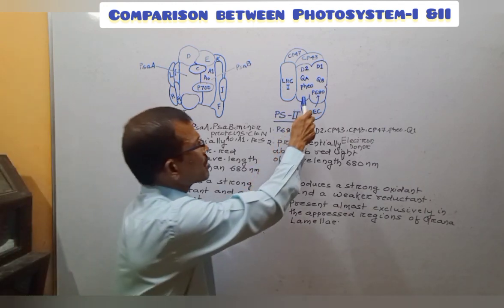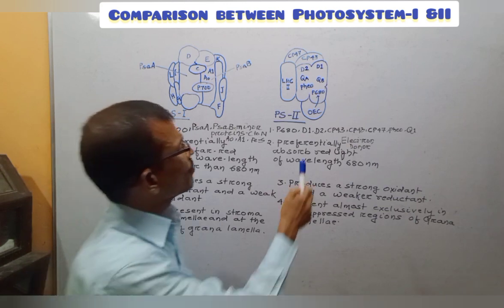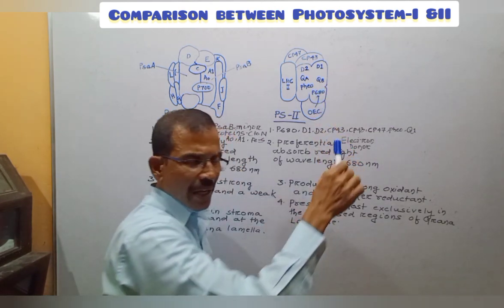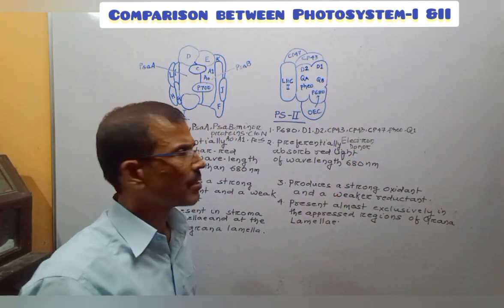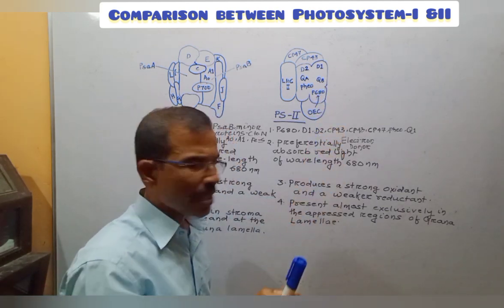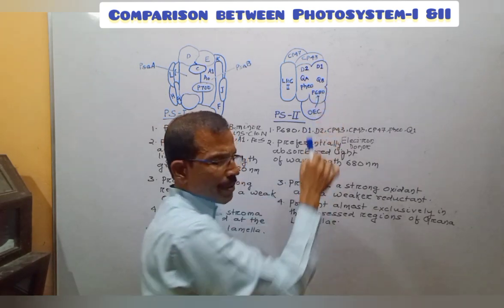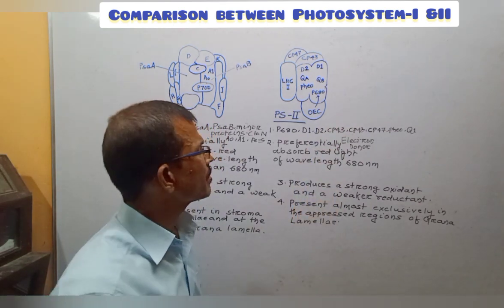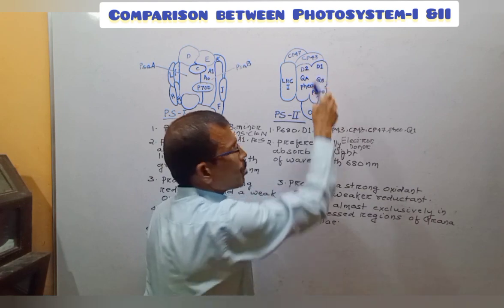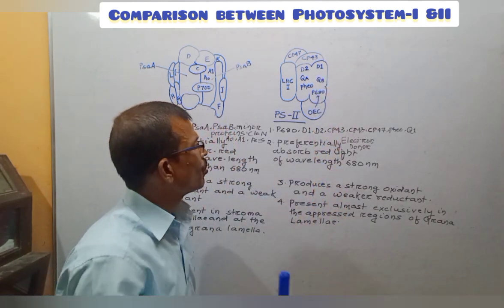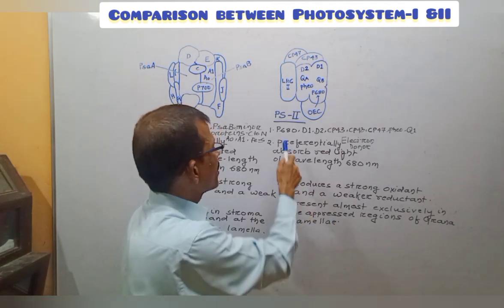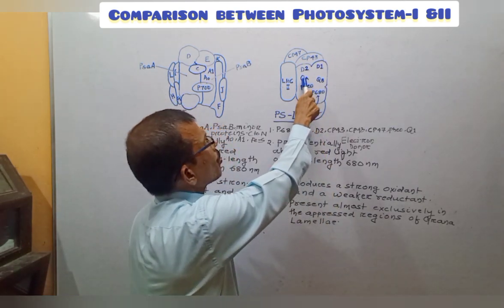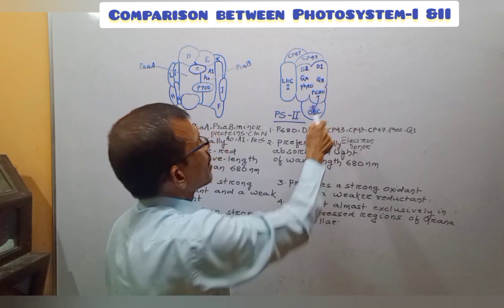In case of photosystem 2, the reaction center chlorophyll is P680. It is a unique molecule of chlorophyll a. It absorbs maximum at a wavelength of 680 nanometers, so its name is P680. The reaction center of photosystem 2 consists of two membrane proteins, D2 and D1, which are associated irreversibly with various components such as the reaction center chlorophyll P680, pheophytin, quinone A, and an oxygen evolving complex.